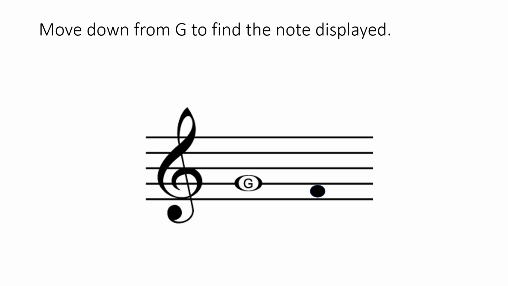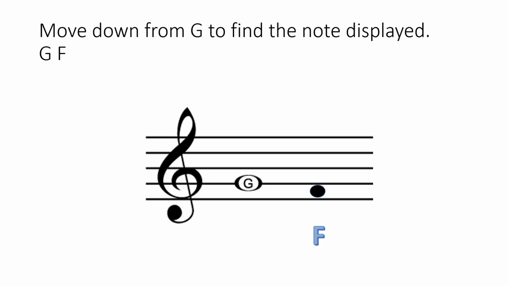Down from G, G, F. Counting down from G, F, E, D, C. Again, remembering this note on the line below the staff is also known as middle C. From G, F, E.